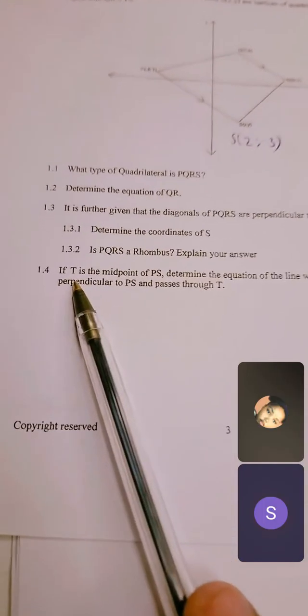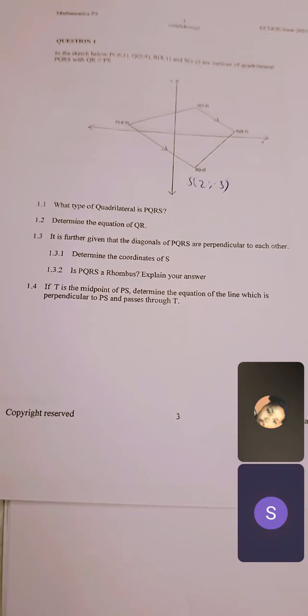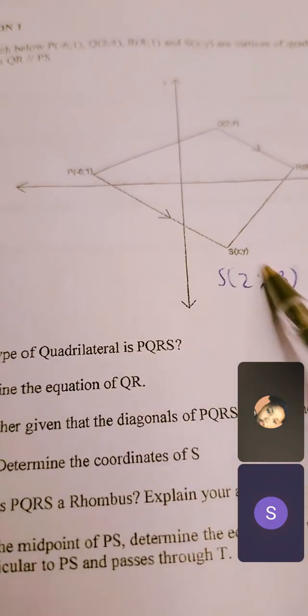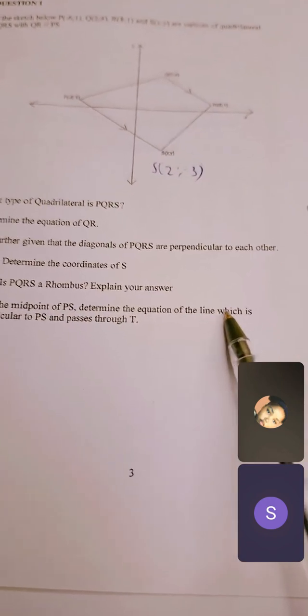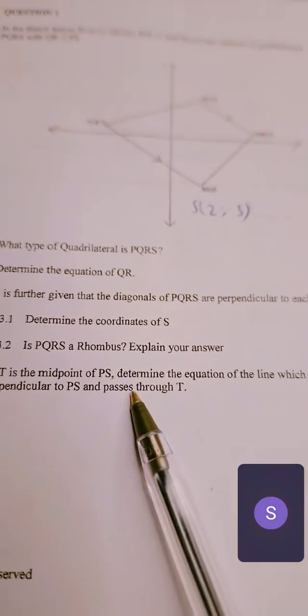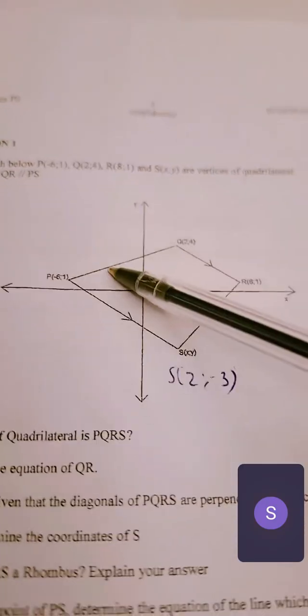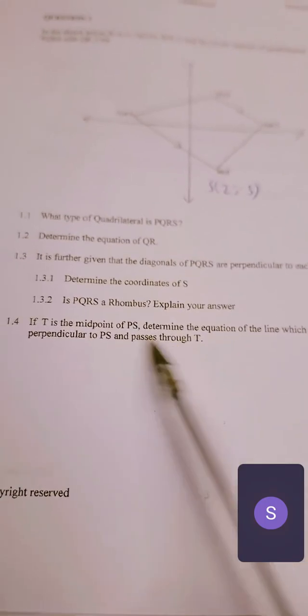Okay. Then 1.4, this last question, that I guess will wrap up analytical for now. If T is the midpoint of PS, now we go to PS. Where's PS? Here's PS. Midpoint T. Determine the equation of the line which is perpendicular to PS and passes through T. T is the midpoint.